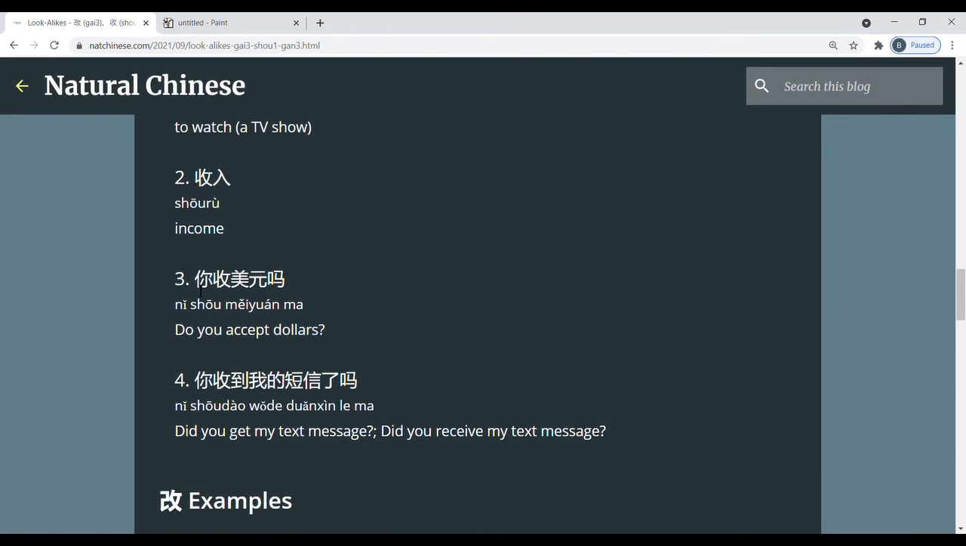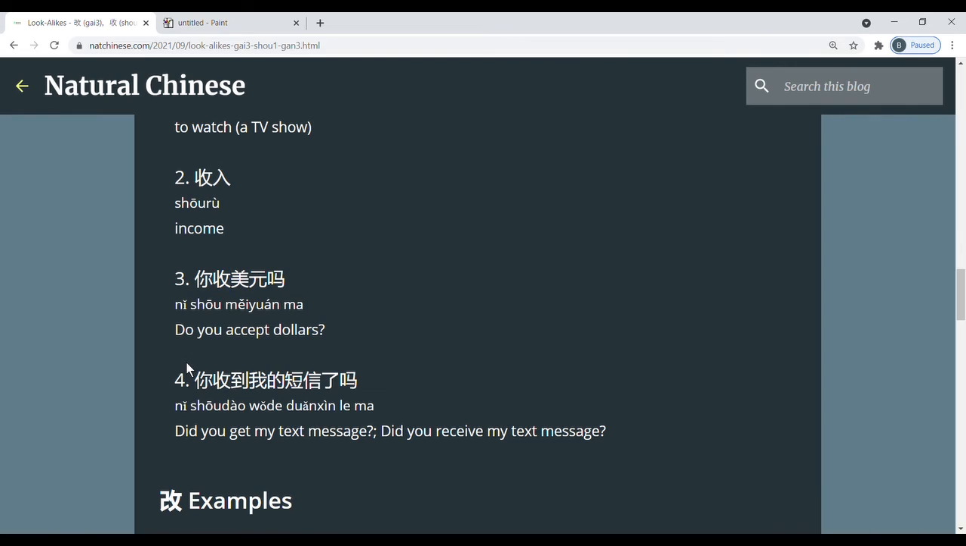Third example is 你收美元吗? Like, do you accept dollars, as in like the currency? So you would use this when you're asking like a store, and you don't know what currency they accept. You can ask them 你收, and then whatever currency, like 嘛. You don't have to say 美元, which means dollars. You can say whichever currency you're asking about. But this is still like 收, it's like do you accept?